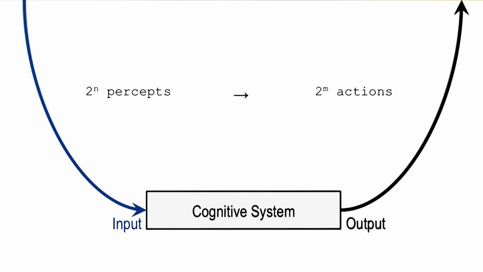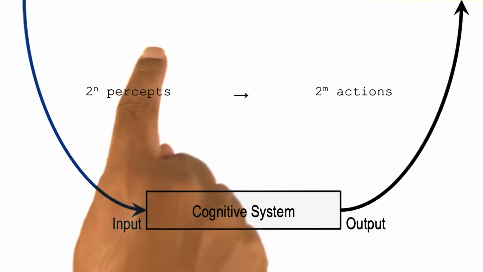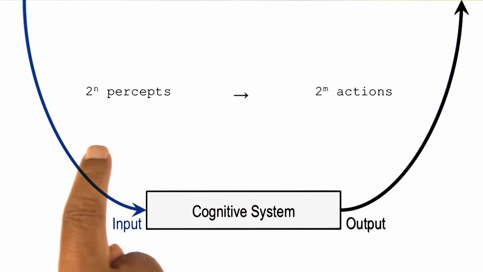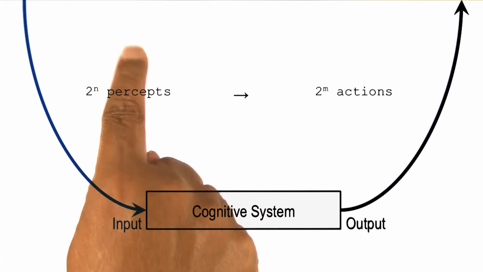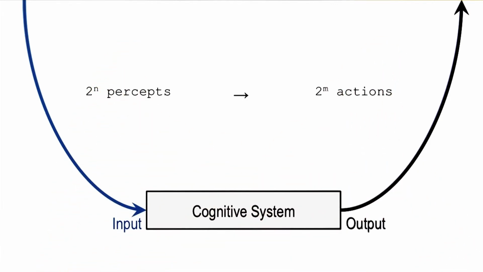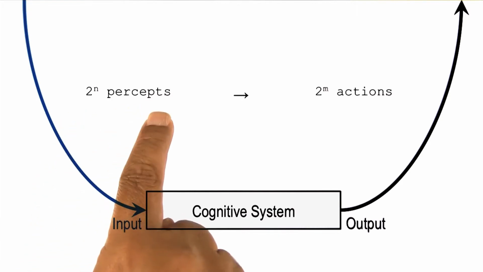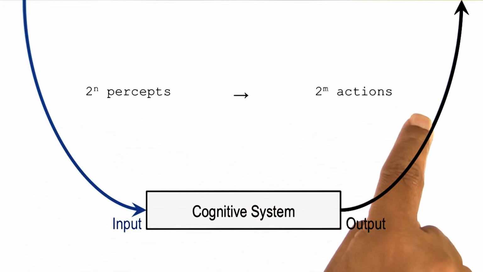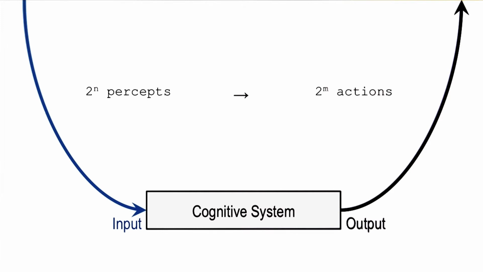So here is the challenge that the cognitive agent faces. The challenge is that the number of percepts and the number of actions, more precisely the number of combinations of percepts and the number of combinations of actions, is very, very large. And we have to map these combinations of percepts into these combinations of actions. This is a very complex mapping.